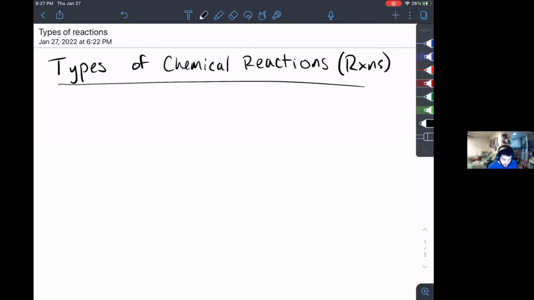So today we're going to be talking about the different types of chemical reactions. Quick heads up, I'm going to be using the shorthand RXN or RXNS for reaction or reactions respectively, because I don't want to keep writing that word a lot and I'm a bit lazy.